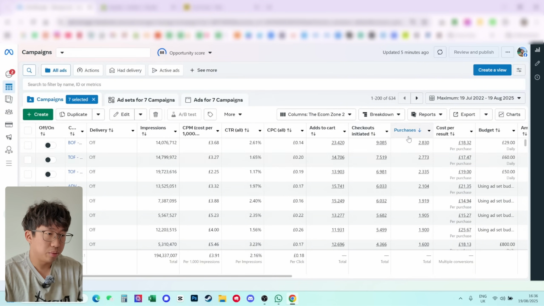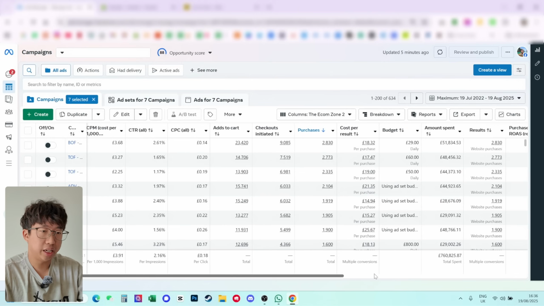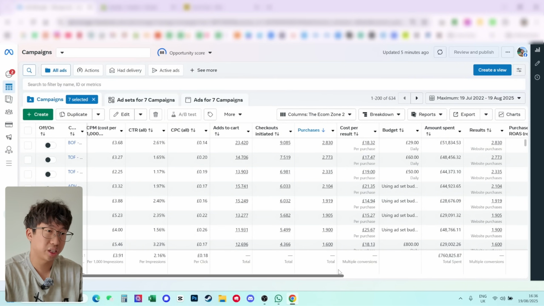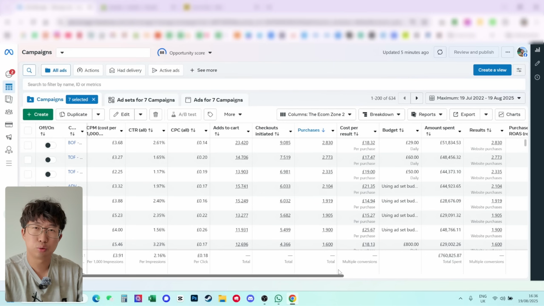Add to carts, checkouts, and purchases. Remember guys, my ad account only tracks 40% of my sales. So it's absolutely horrendous. It's very hard for me to see what is working, and how to scale and optimize is very, very difficult. Whereas for you guys, it should really be tracking like 80% of your sales.